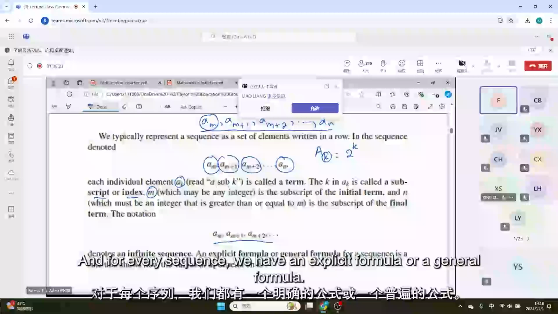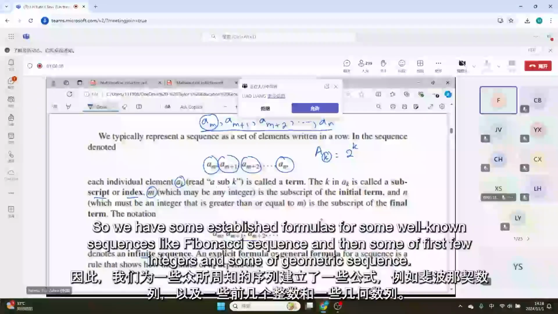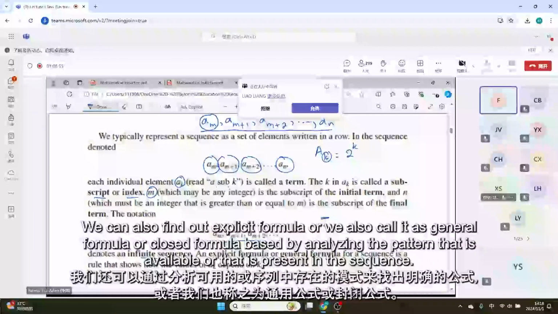And for every sequence, we have an explicit formula or a general formula. What does it mean? We have some formula where, when we plug in any integer, we will get the value for that. So we have established explicit formulas for some well-known sequences like the Fibonacci sequence, the sum of the first few integers, and the sum of a geometric sequence. So we have a lot of sequences for which we have an explicit formula. We can also find an explicit formula, or we also call it a general formula or closed formula, by analyzing the pattern that is present in the sequence.